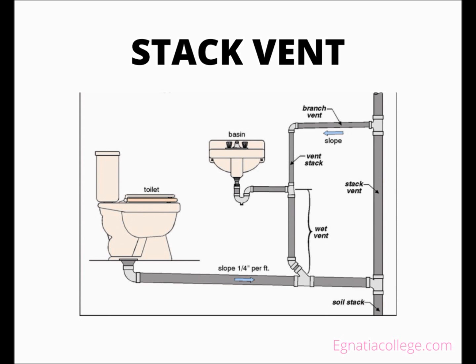Most codes dictate that the stack vent cannot be transitioned horizontally until it is 6-inch above the flood level rim of the highest fixture connecting to the waste stack. When a battery-vented horizontal branch is used, most codes allow the stack vent to serve as the required relief vent for certain designs and to receive the loop vent.